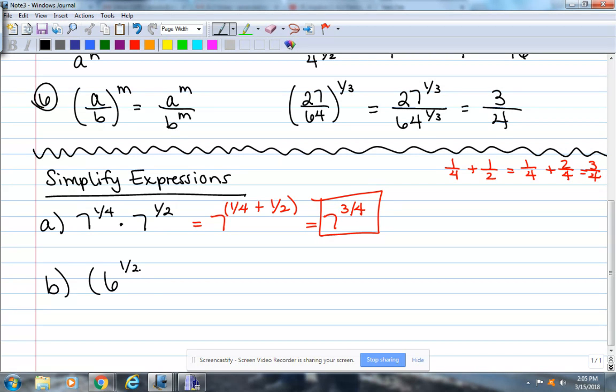All right. 6 to the 1/2 power times 4 to the 1/3 power, all raised to the second power. So what do we do when we have parentheses with an exponent on the outside? Right, we give everything that outside exponent, so we're going to give everything a square, and if they already have a power, what do we have to do? Multiply the powers. So we're going to have 6 to the 1/2 times 2 times 4 to the 1/3 times 2.